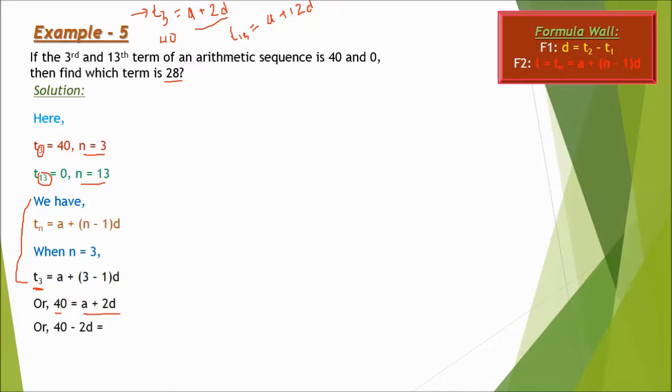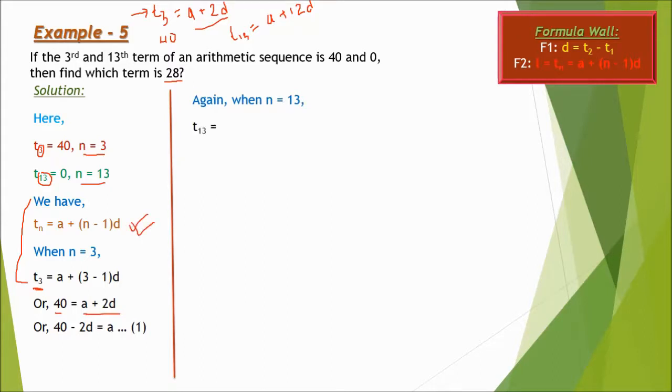40 minus 2d is equal to a, that is equation 1. Okay, you can do this again. Now let's see the partition. There is a partition, and again when n is equal to 13, now n will be replaced by 13 in this formula.